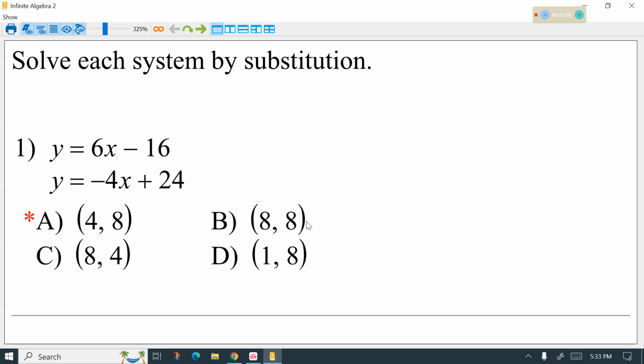So if I plugged in any of these other ones, like 8 and 8, we would not get it. If I input 8 into this function, right, 6 times 8 gives me 48, and 48 minus 16 is not equal to 8, right? It doesn't give me the y coordinate that I want.